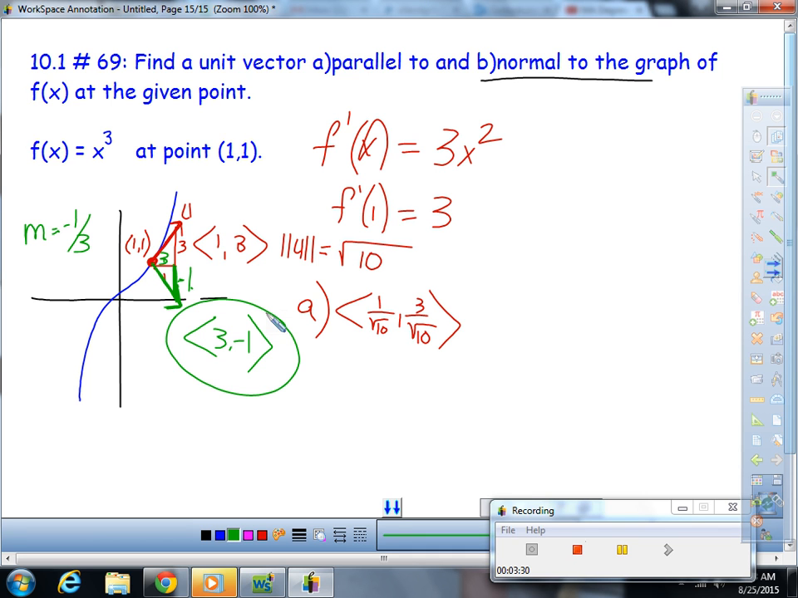But it's not a unit vector. Notice it has the same magnitude as our other vector did. So for part B, we'll take our green vector and we will normalize it, which means make it a unit vector. So it's going to be 3 over radical 10, comma, negative 1 over radical 10. And that is that. Boom!